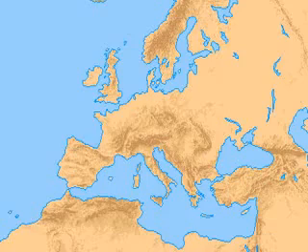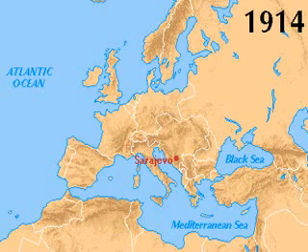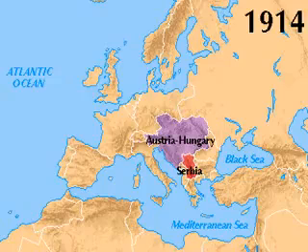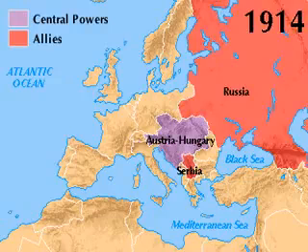1914, the tensions generated by international rivalries exploded into general war. The spark that led to the explosion occurred in the Bosnian town of Sarajevo, where a Serb terrorist assassinated Austrian Crown Prince Franz Ferdinand. Austria-Hungary declared war on Serbia, and an intricate chain of alliances began to draw the great powers into the war. Two sides formed, the Allies and the Central Powers.